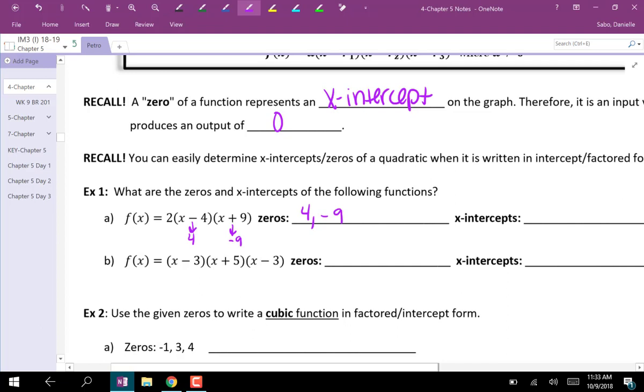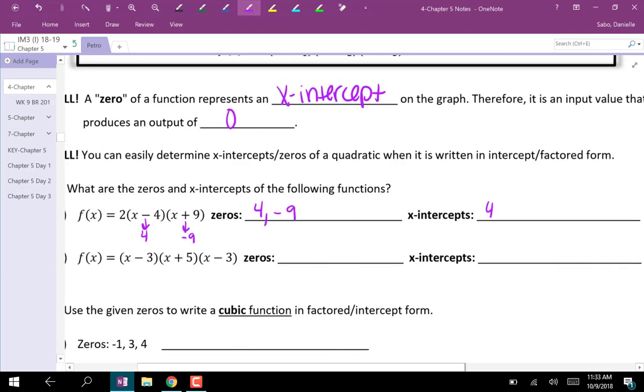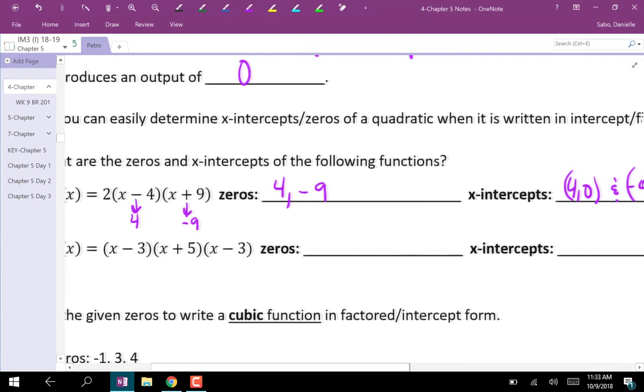Okay, so zeros, you just list them. Like I just tell you what they are. But if I ask you for x-intercepts, you just take those and you make it an ordered pair. For example, 4, 0 and negative 9, 0. Okay, because zeros and intercepts mean exactly the same thing. One's just talking about algebraically, and one's talking about graphically.